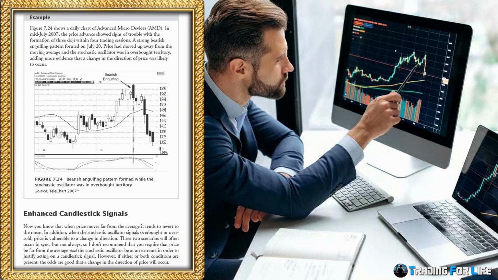Enhanced candlestick signals. Now you know that when price moves far from the average, it tends to revert to the mean. In addition, when the stochastic oscillator signals overbought or oversold, price is vulnerable to a change in direction. These two scenarios will often occur in sync, but not always, so I don't recommend that you require that price be far from the average and the stochastic oscillator be at an extreme in order to justify acting on a candlestick signal. However, if either or both conditions are present, the odds are good that a change in the direction of price will occur.